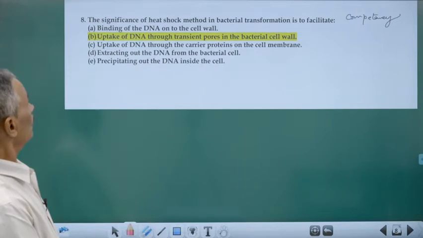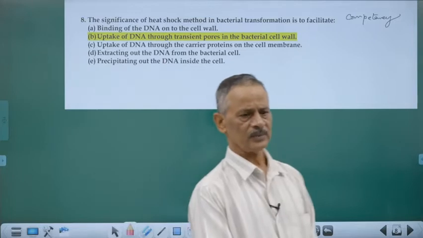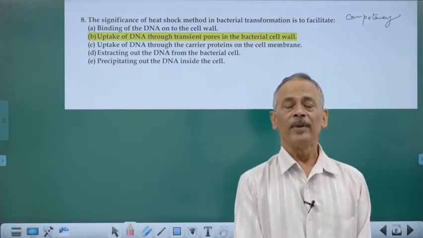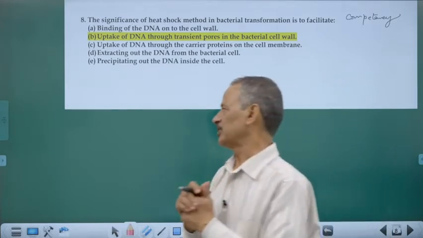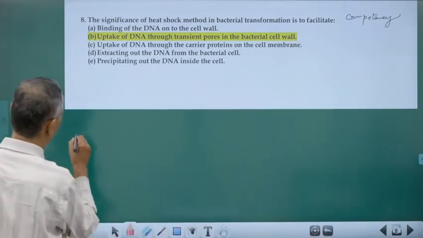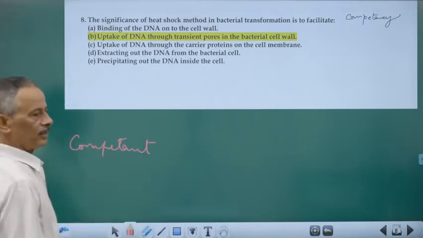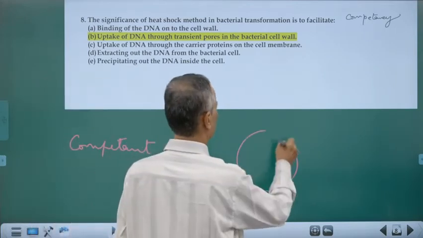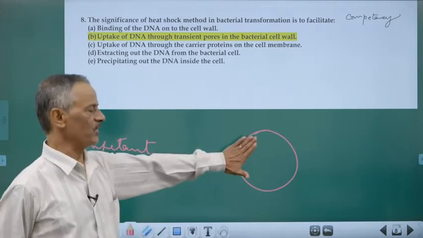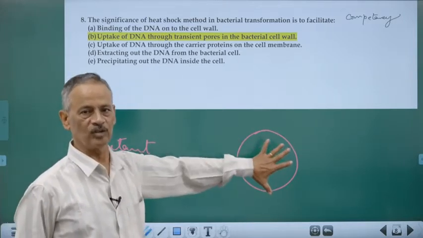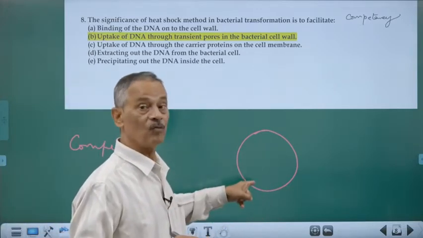The significance of heat shock method. What is that heat shock method? It's a technique in making the host cell take DNA from outside. That is called competency. We have to make the host cell be competent. A bacterial cell will not be taking it. This is the host cell. We want to give a desired DNA to this one, but our DNA cannot enter into this one because it is having a cell membrane.